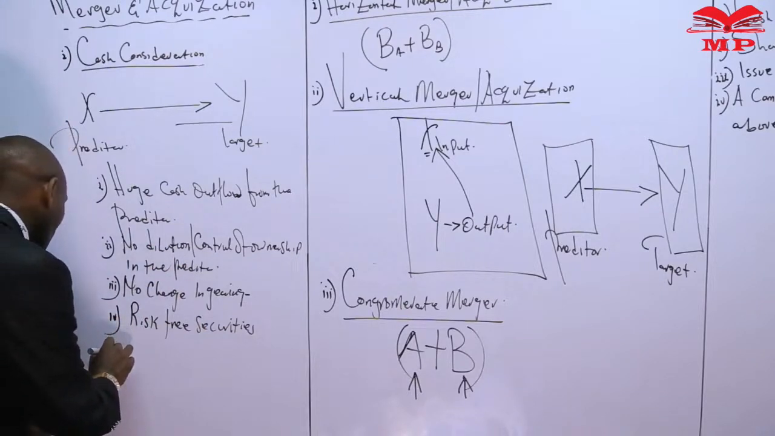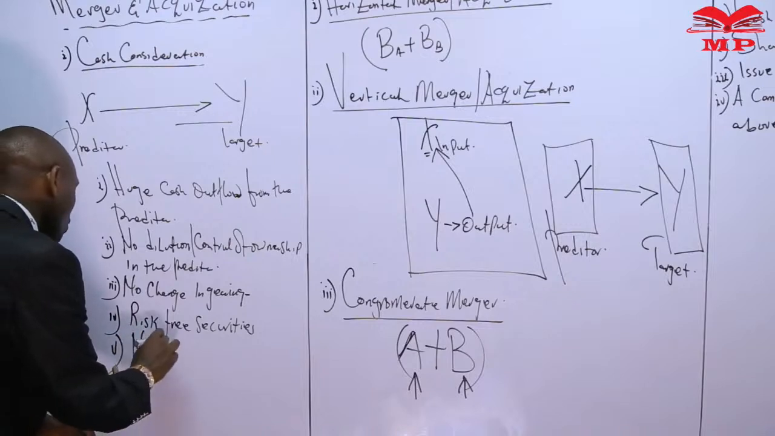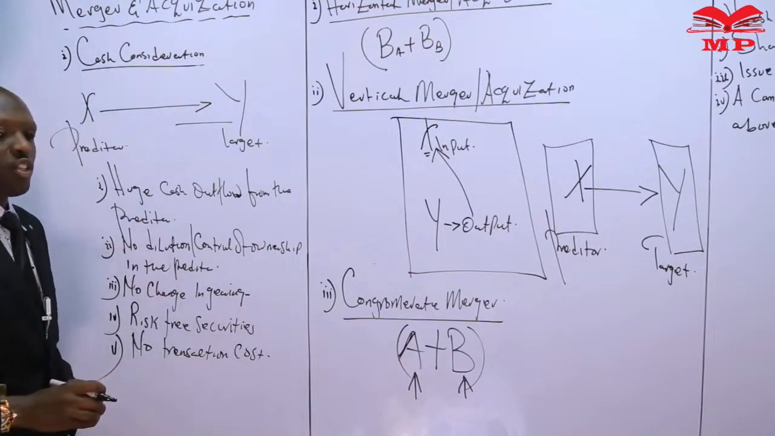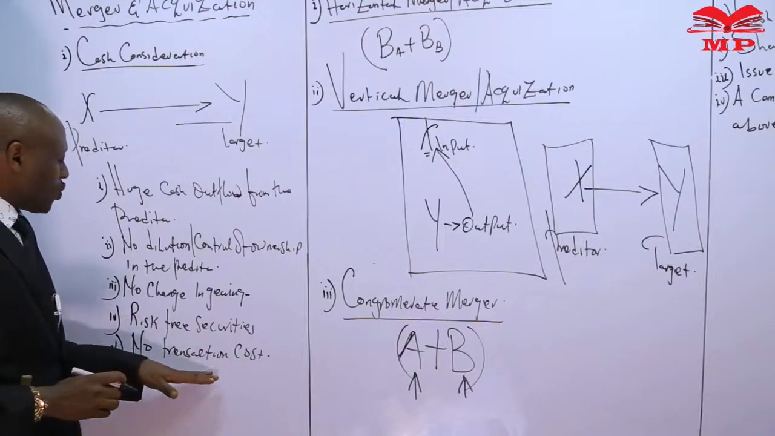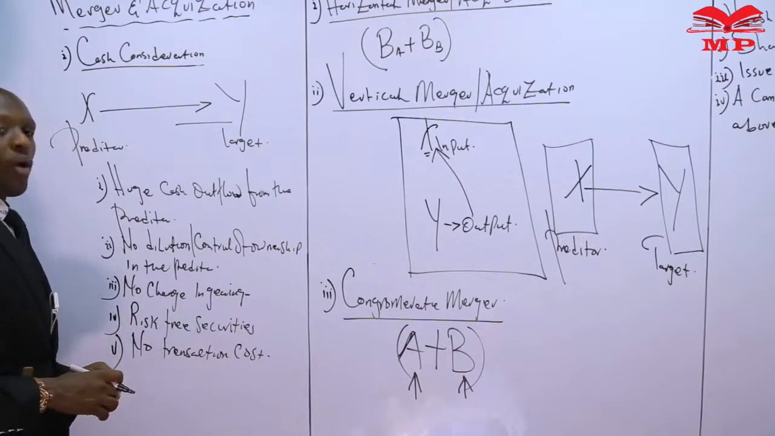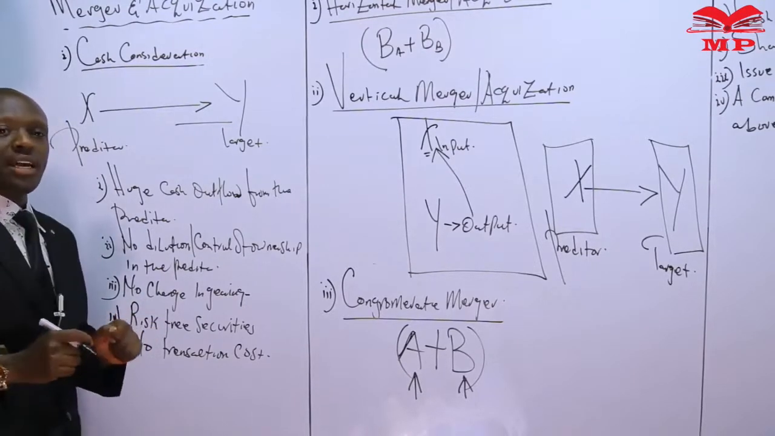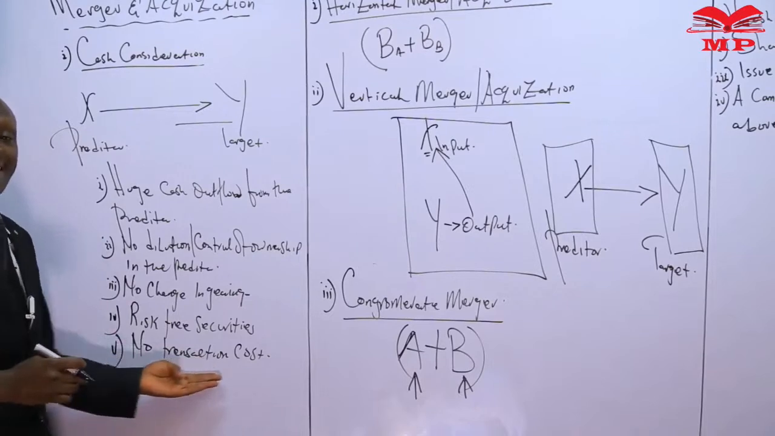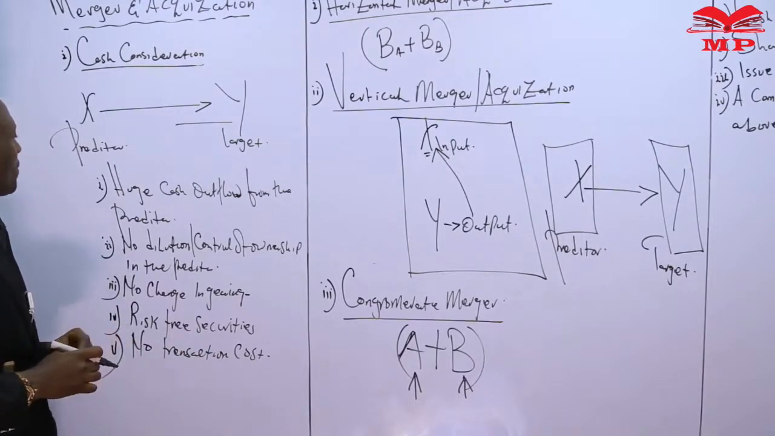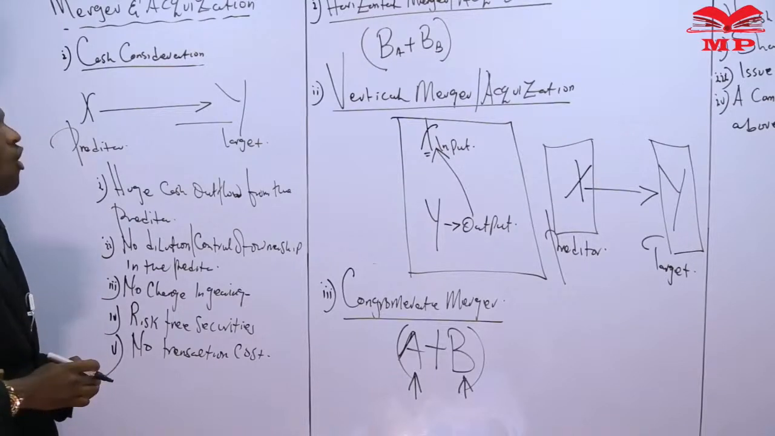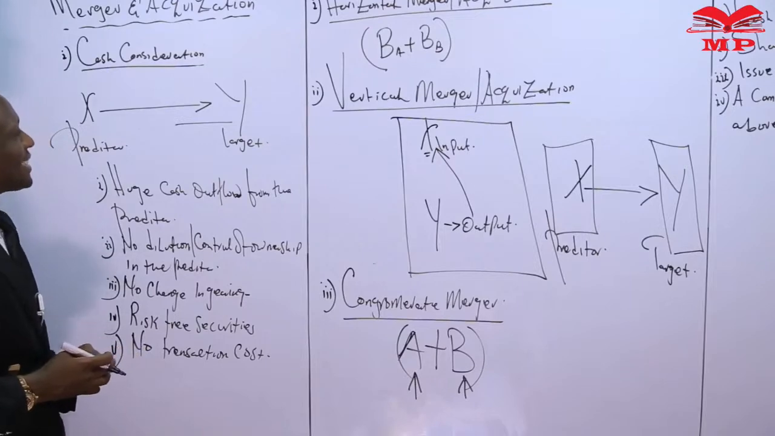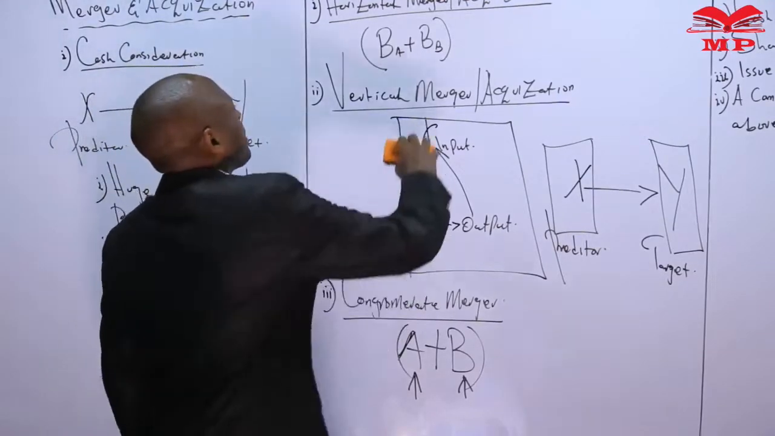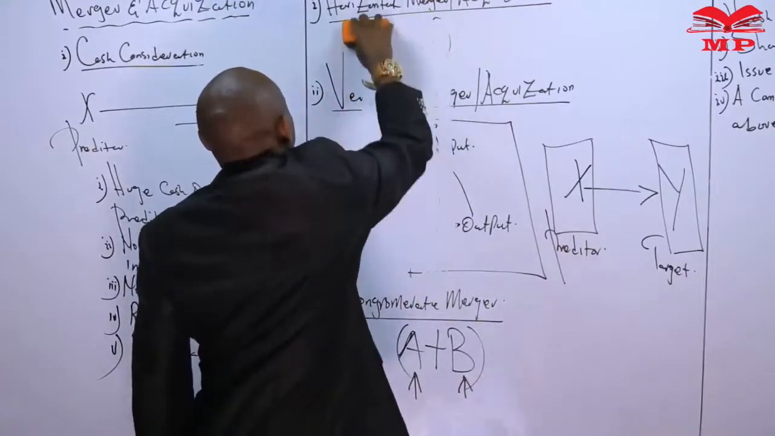The other one, number five, is that there is no transaction cost. No transaction cost means that unlike the sale of shares in the market, where a shareholder will go to the market and try to sell the shares, under merger and acquisition, where shareholders are paid in cash, they do not incur transaction costs. So simply, these are the implications of cash consideration when a target entity's shareholders are paid in cash. Now, we look at the next form of consideration, and we've talked of share-for-share exchange.